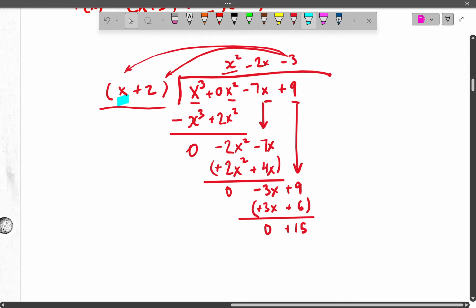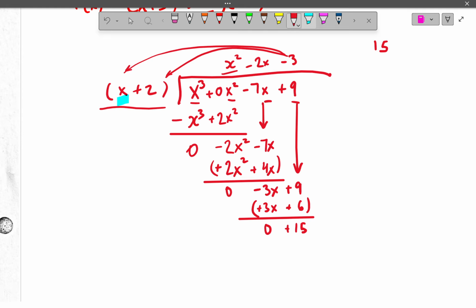So I can write it up here, that our remainder is 15, or whatever we get, divided by whatever we had here to start with. So it's going to be 15 divided by x plus 2. This is the remainder that we get, and this is the answer.